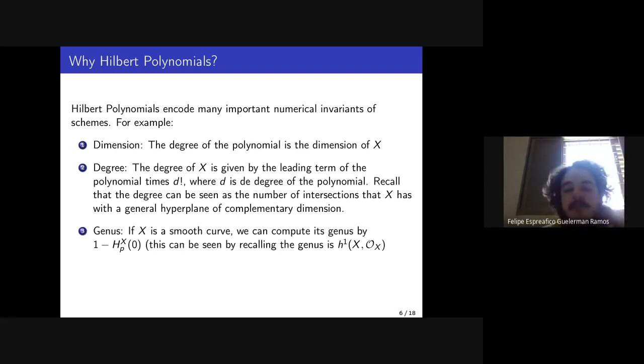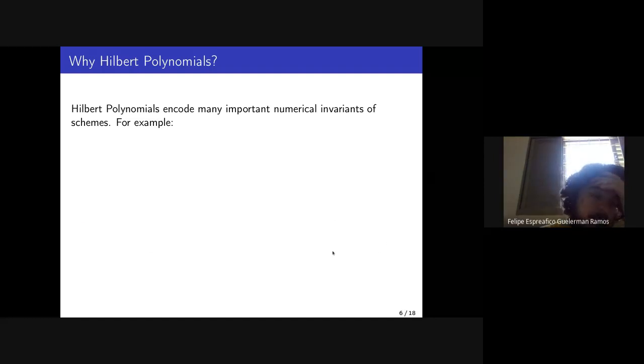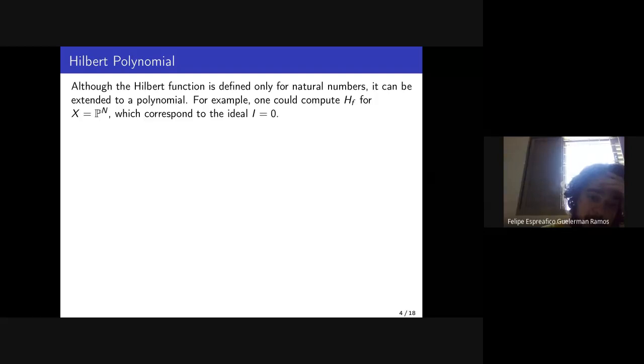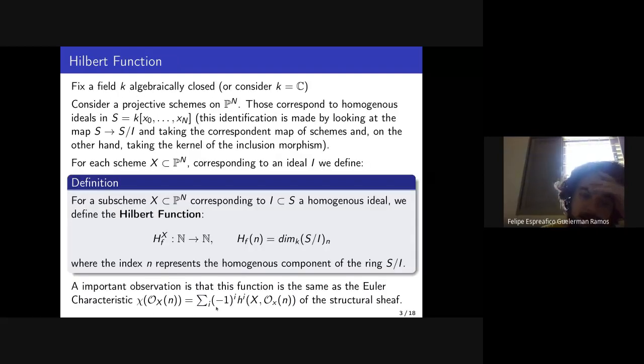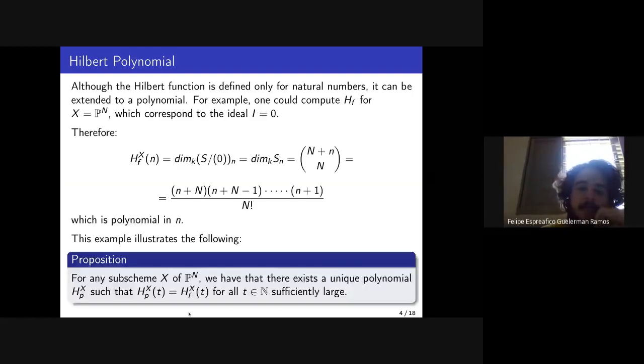And the genus, for example, for a smooth curve, the genus is exactly 1 minus the constant term of the Hilbert polynomial. And this can be seen by recalling that the genus is just the dimension of the first cohomology, if we use this formula here, of course, for the Hilbert function.